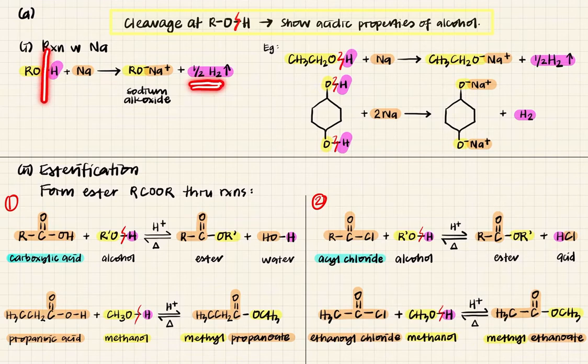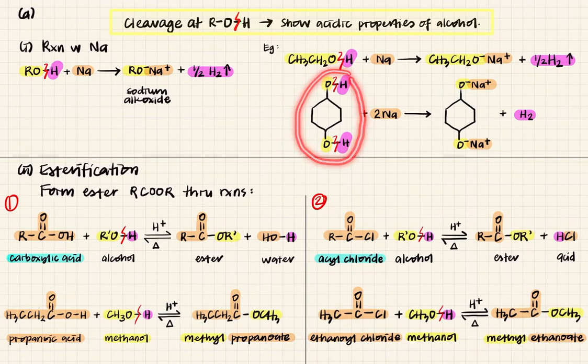So you cut here. This becomes the minus, this becomes the plus, and this one is swapped with this one. Okay? So these are examples. If you have ethanol reacting with sodium, you will replace this hydrogen with an Na. So you get this, not salt, alkoxide. Sodium alkoxide, sodium ethoxide.